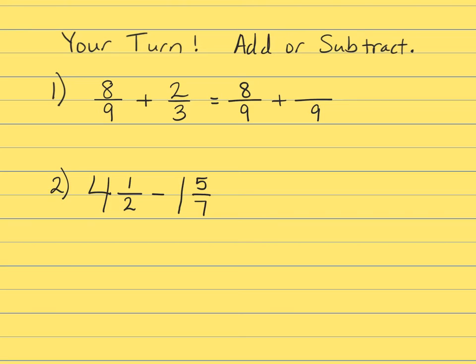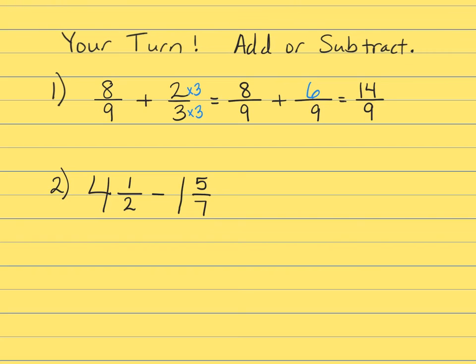And then our second fraction, 2/3, we can write with an equivalent fraction with a denominator of 9. So I'm going to think about 3 times what is 9? That would be 3. And 2 times 3 is 6. So then we're ready to add. We have the common denominator of 9, and we add the numerators. 8 plus 6 is 14.